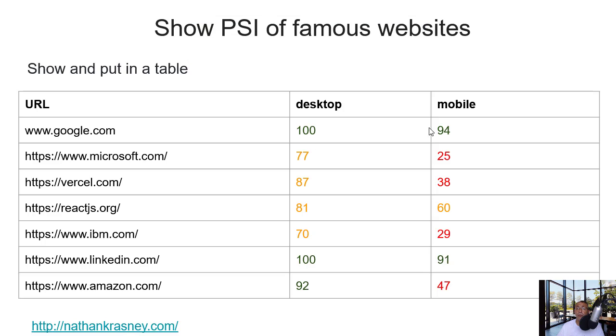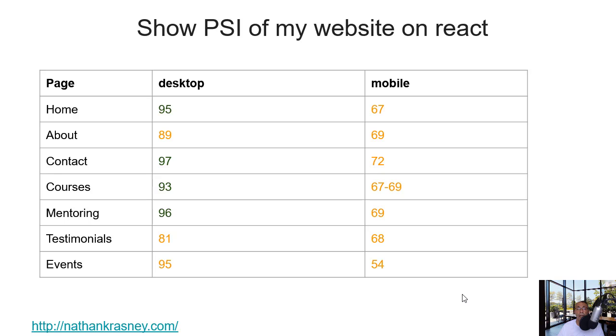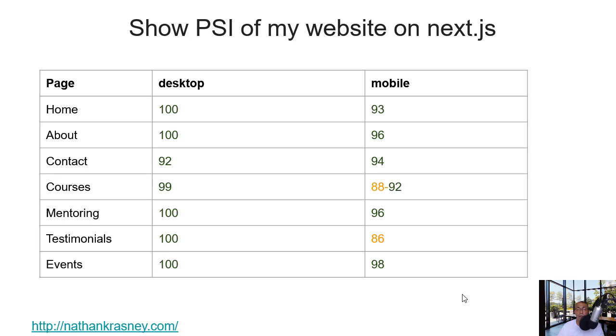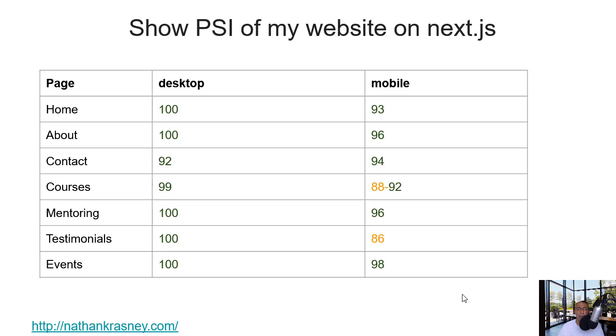So the only very good ones are Google and LinkedIn. React is medium here, but all the others are really bad. And check my result on Next.js. Most of them are green, and here we have my result on React. So I think that I'm getting pretty good results.